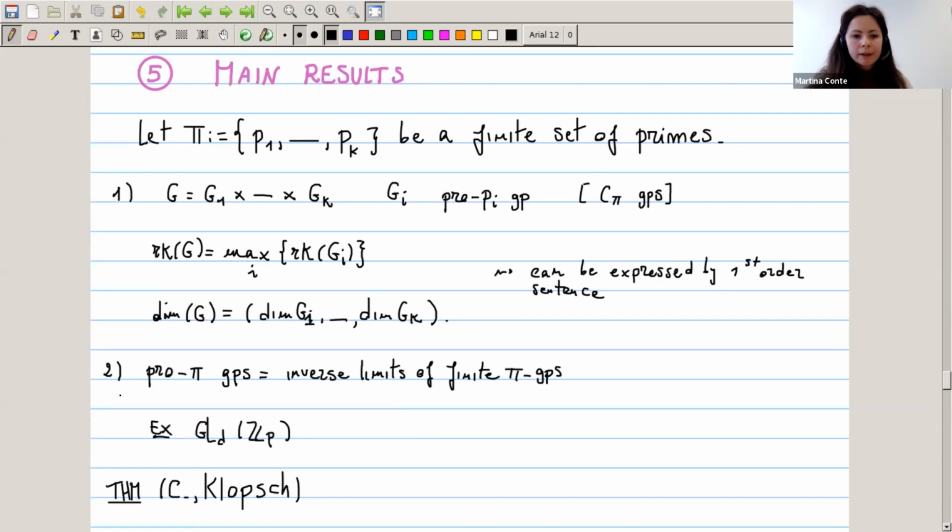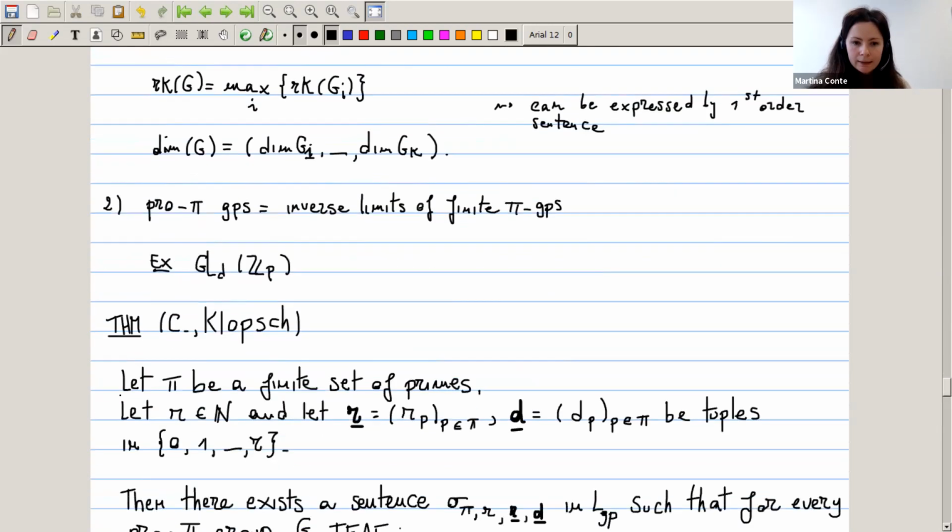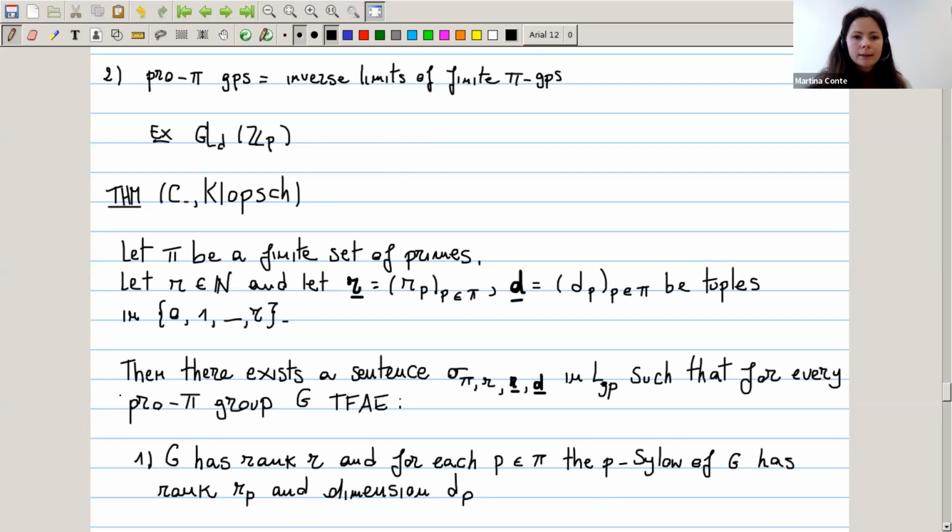So what we prove is that also in this case, the rank is definable: there is a single first order sentence that completely characterizes the rank. The dimension vector, the vector that has in the ith component the dimension of the pro-pi Sylow subgroup of GL_d(Z_p), and also similarly the rank vector.